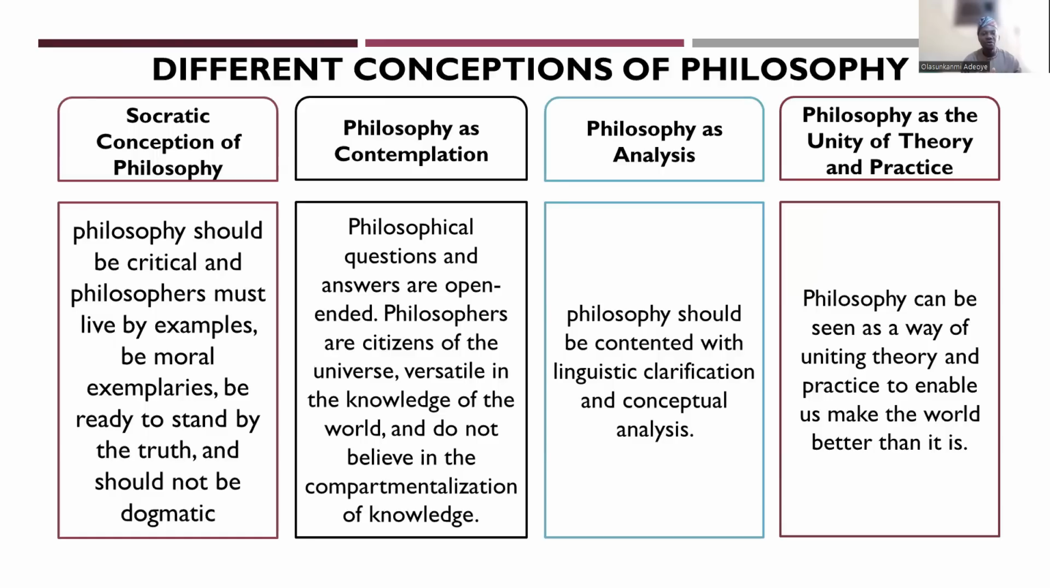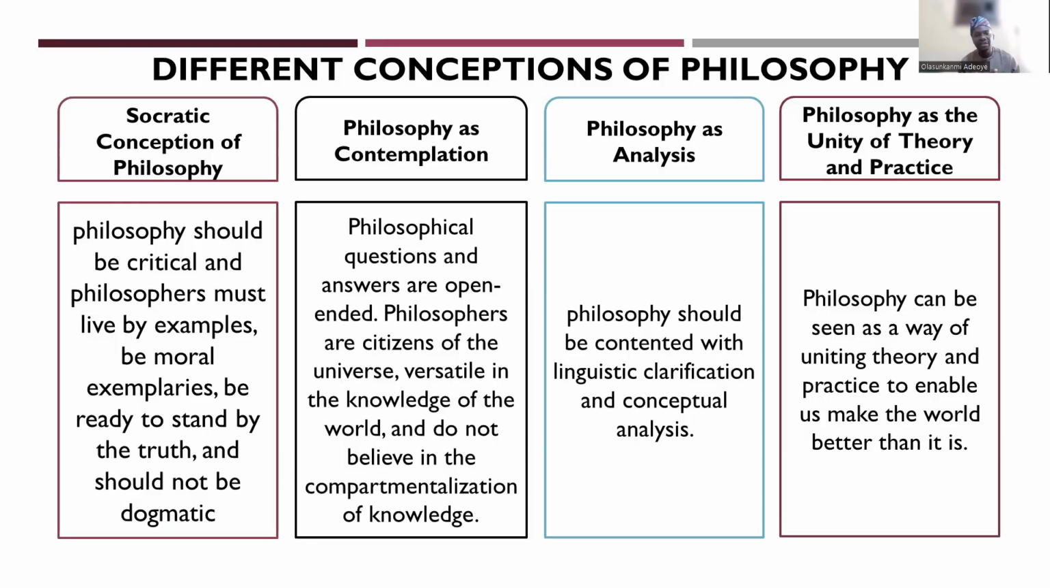Now we'll be moving to different conceptions of philosophy. Going by the fact that there is no univocal definition of philosophy, attempts are made by scholars to capture definition by classification. Now, what do we mean? They try to classify the different ways of doing philosophy under some conception. For instance, there can be Socrates' conception of philosophy, there can be philosophy as contemplation, there can be philosophy as analysis, and there can be philosophy as unity of theory and practice. Now, let me explain this one after the other.